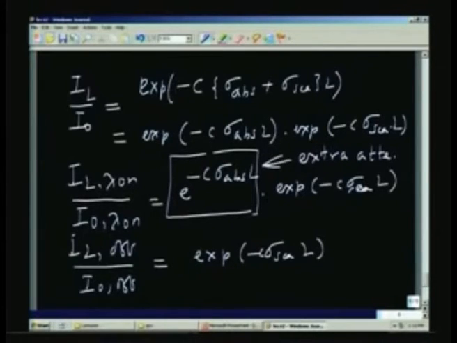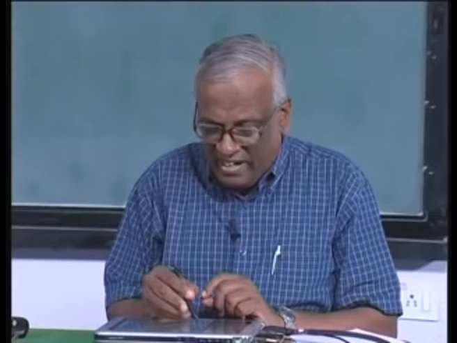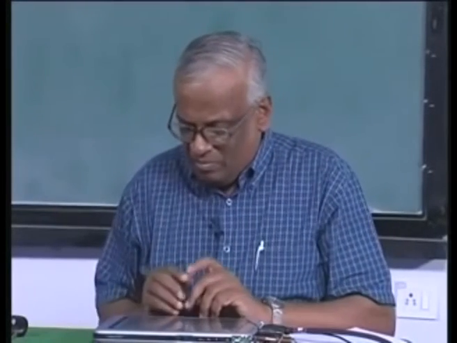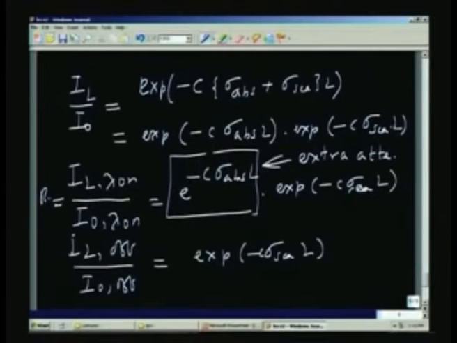So, if I take the ratio of these two quantities, what I get is e to the power of minus C into sigma absorption multiplied by L. If I know the absorption cross section and the length of travel within the medium, I can determine what C is. C is actually the logarithm of the other quantity. So, we will say this is ratio 1 and this is ratio 2, R1 and R2.